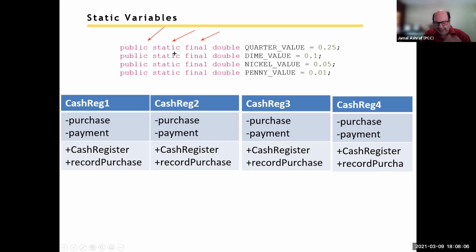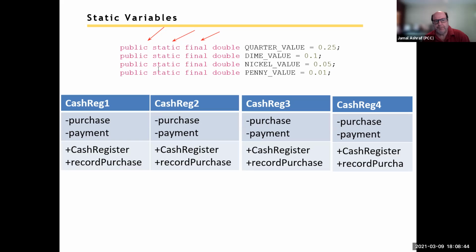So you don't have to have all three of them at the same time. You can mess around with them. Static means I have one that's shared with all of them. Final means you cannot change it. Public means outside of this object, they can access it. Now, I can change public to private. That means only these objects can access it. I can remove the word final. So I can say private static double quarter value.